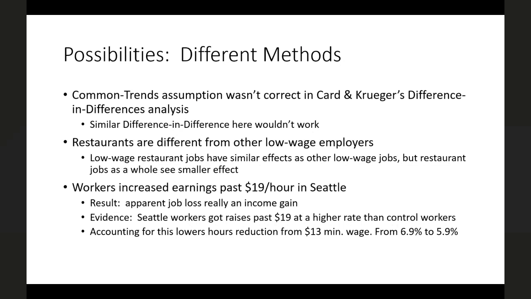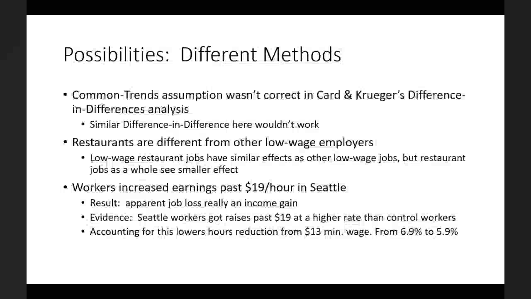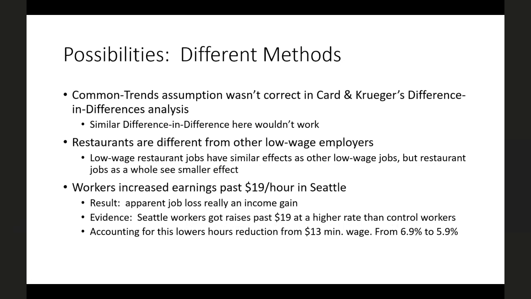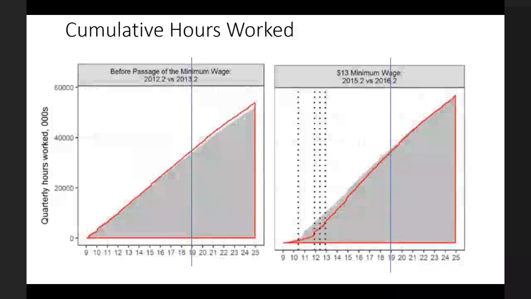So they say if you think that that might be biasing their results, that would suggest that instead of a 6.9% decrease in hours worked from that $13 an hour minimum wage, maybe it was really a 5.9% decrease. So they argue, yes, this might be a problem, but it's not really a problem that's big enough to explain these very, very large results.